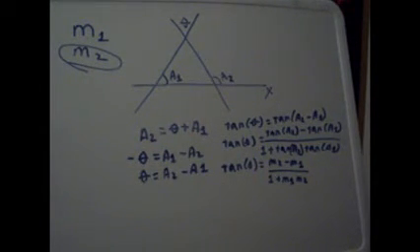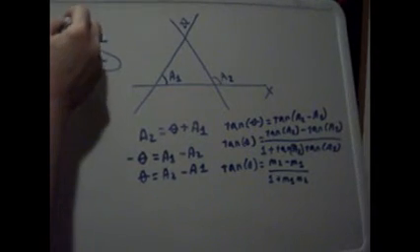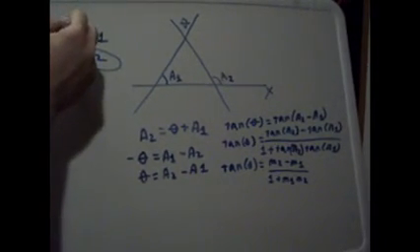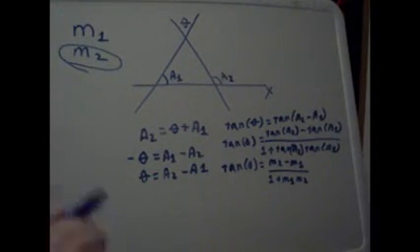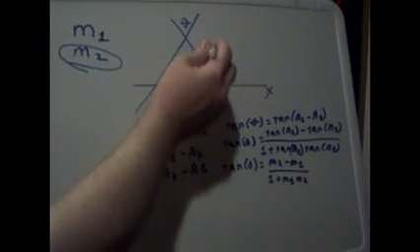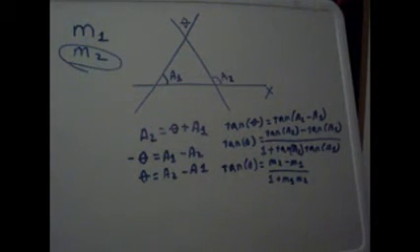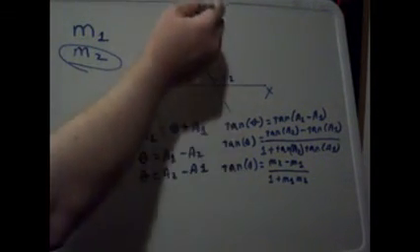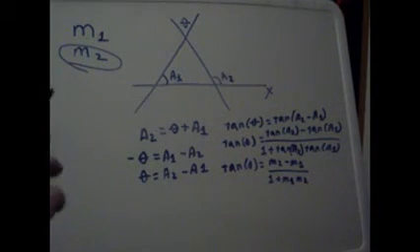So, what's the theorem they're trying to state? If these two slopes are the slopes of two lines, which is this one and this one, the tangent of this angle right here, which I believe is theta, between the two lines is given by this formula. And that's what they were saying in the proof.